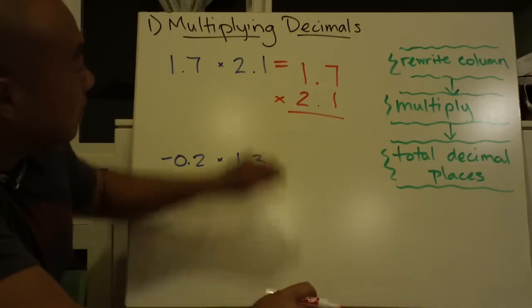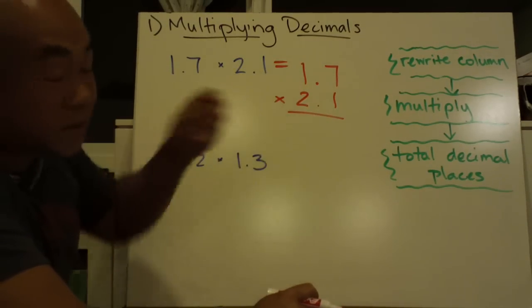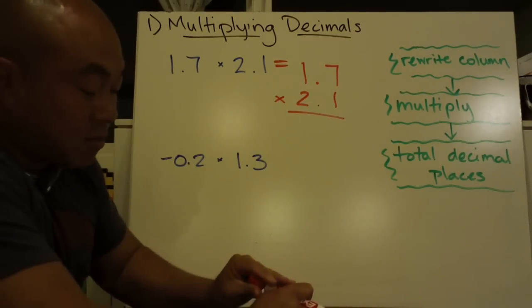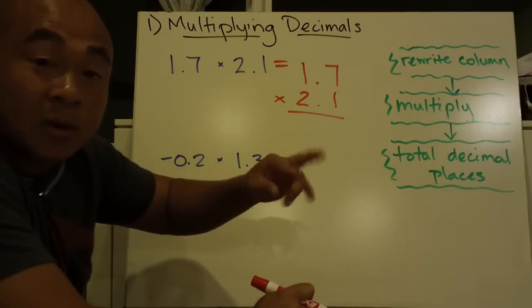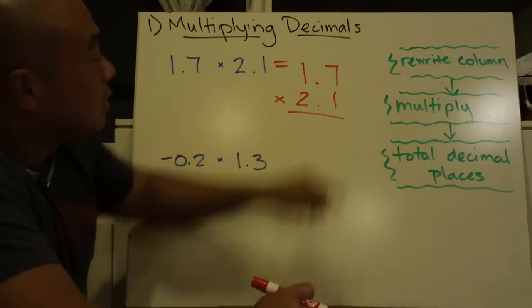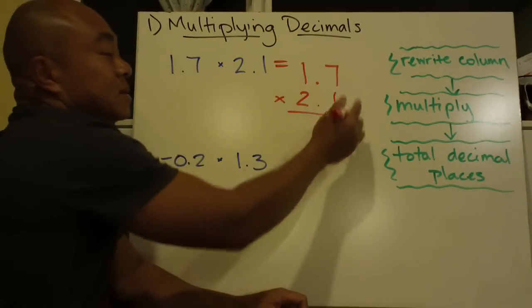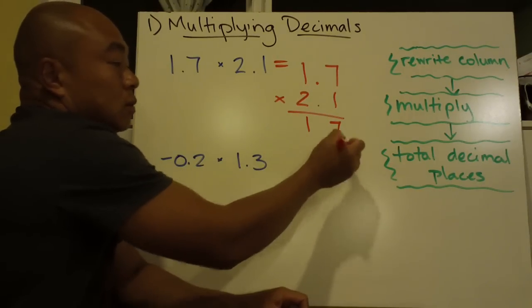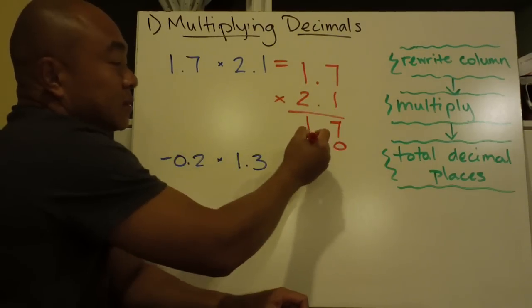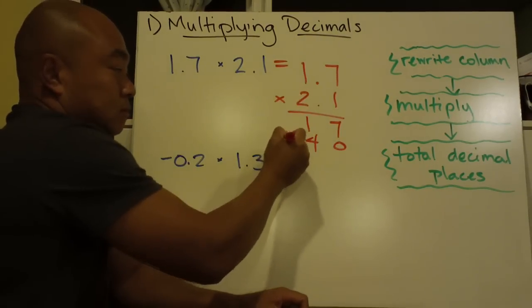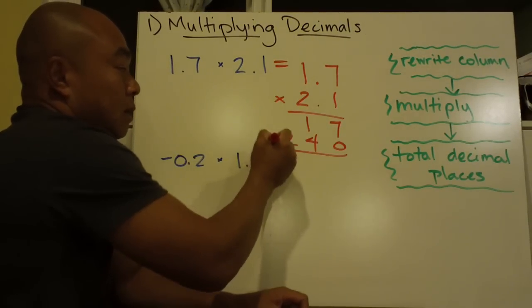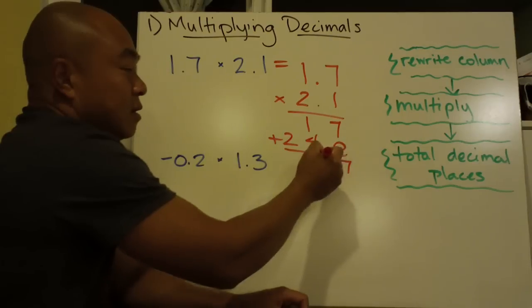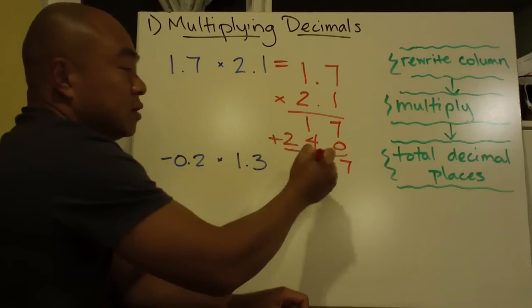And again, it doesn't matter if I have the 2.1 on the top or the 1.7 on the bottom, because multiplication can be done commutatively. Okay? So here, let's go ahead and multiply out. Take the 1 times that. Do a little placeholder here. 2 times 7 is 14. Add them together. You now have 7, 5, and 2.